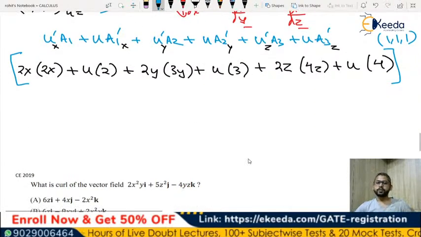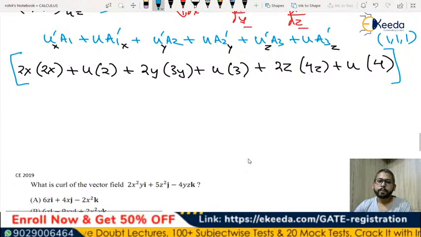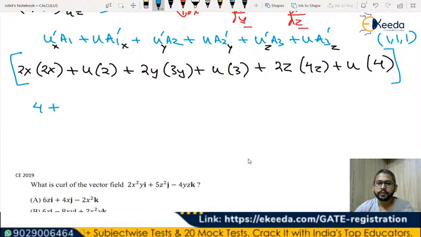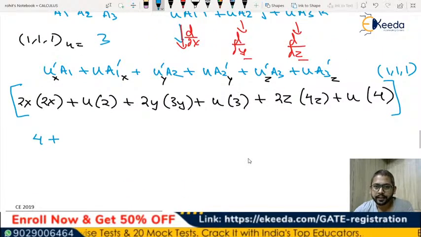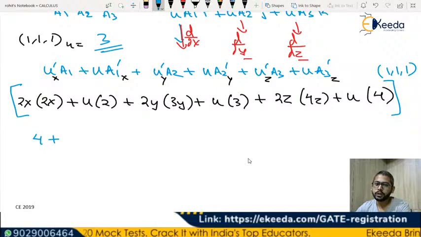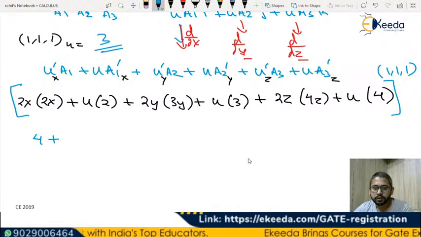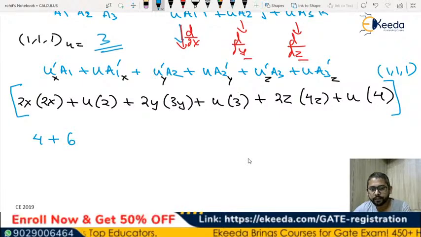All you have to do is put the values, right? So 2x into 2x, x is equal to 1. So this is 4 plus, what is the value of u? u is 3, right? So start putting u equal to 3 everywhere. So it is 2 into 3. So let's say 2 into 3 is 6 directly.